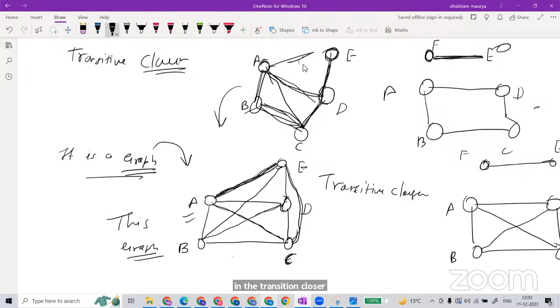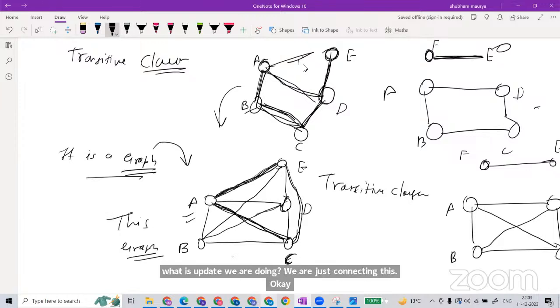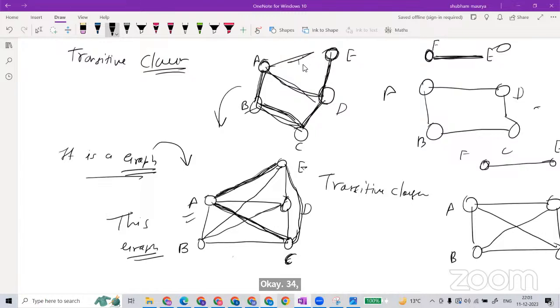There is a path between A and C, right? This edge and this. So what update are we doing? We are just adding this edge. If there is a path between B and C, then we connect B and C, but the same edge is already there, so there is nothing to do because the edge is already there. That's why I am saying: first you draw the same graph and then you start updating.